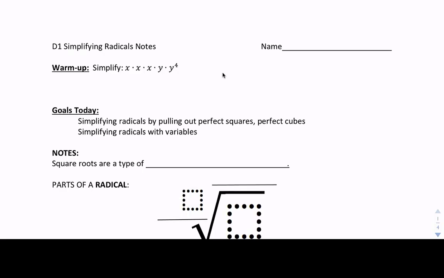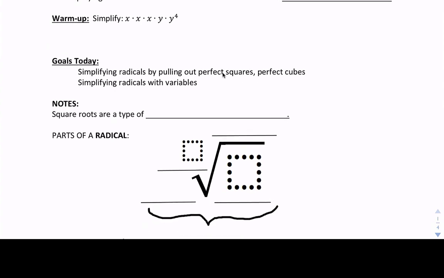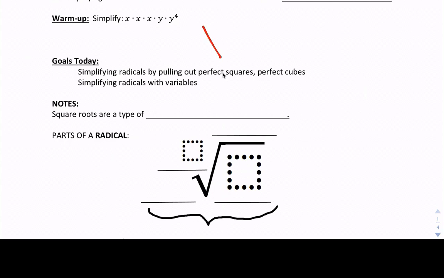In this section, we'll look at simplifying radicals. So let's start with the warm-up. We have x times x times x times y to the fourth. And if you remember the exponent rules, we have three x's multiplied by each other, so that's x to the third. And if you think about how many y's you're multiplying together, 4 y's times another y, you'd have 5 y's. So this is x to the third times y to the fifth.